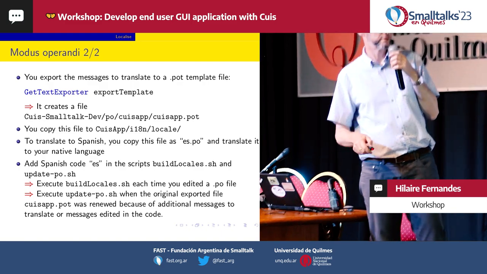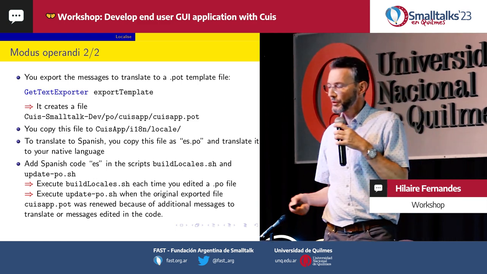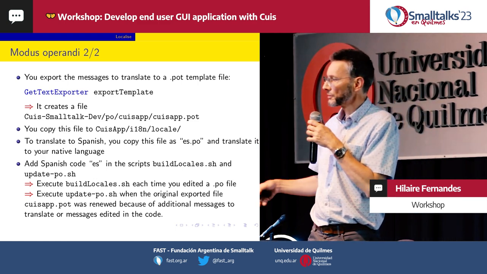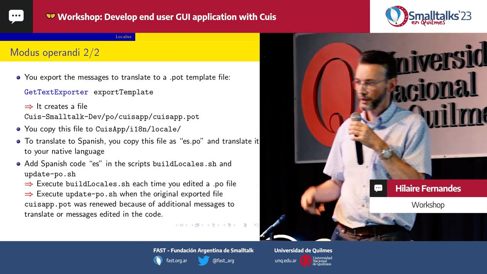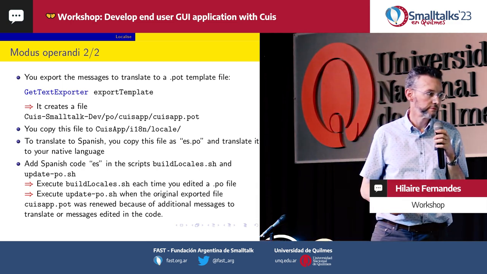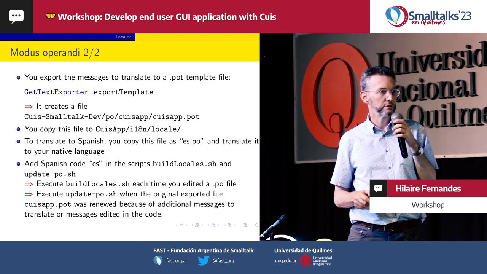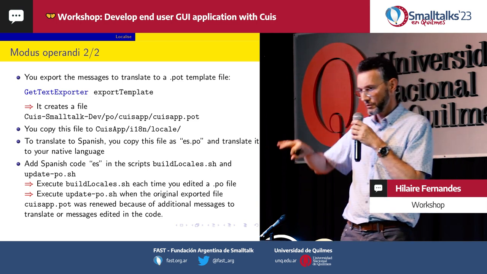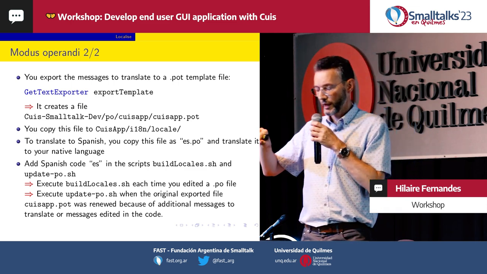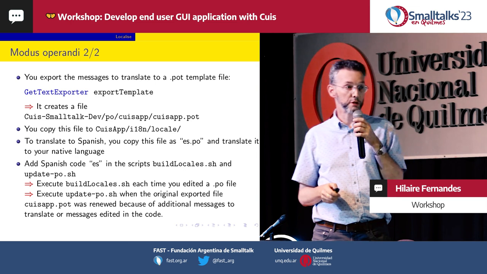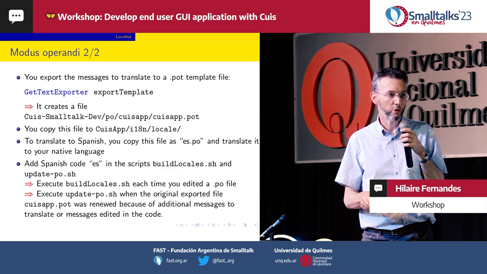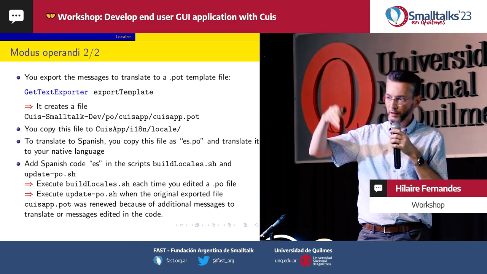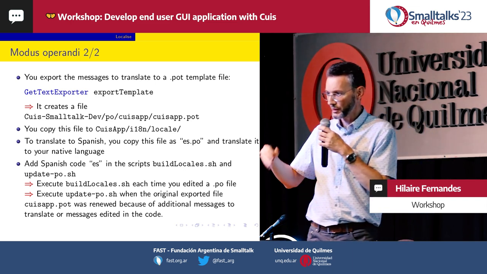So okay, this is what he explained there. So when you develop your application, you have to add new buttons, new interactors with new labels, with new descriptions. So your catalog will grow. So in this case, you will get an updated version of this file, then you copy it in your source repository, in your i18n repository, then you have the update script to do that. So the update PO will update your already translated messages, and you will add at the end the additional messages that need to be translated.